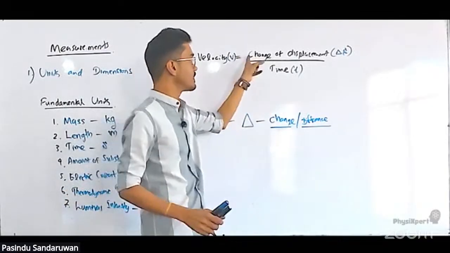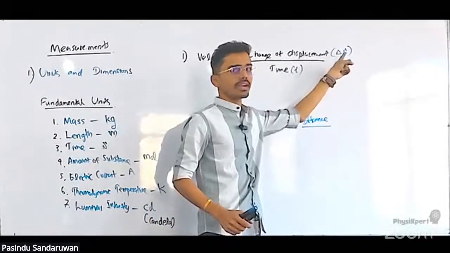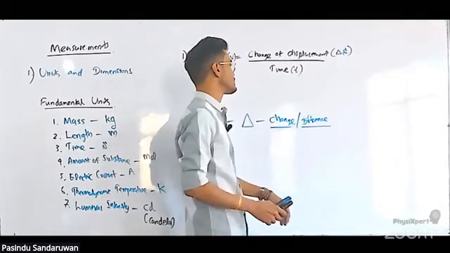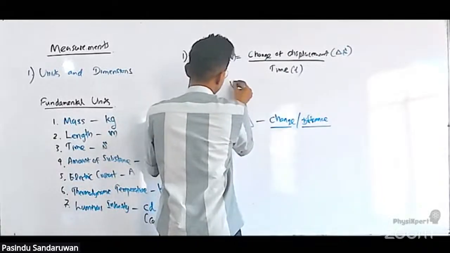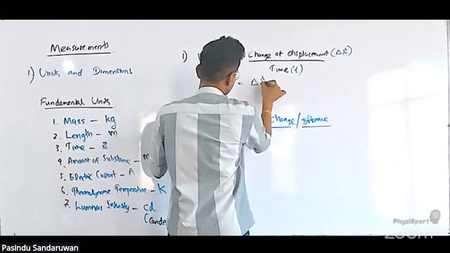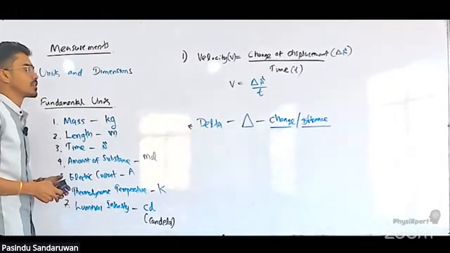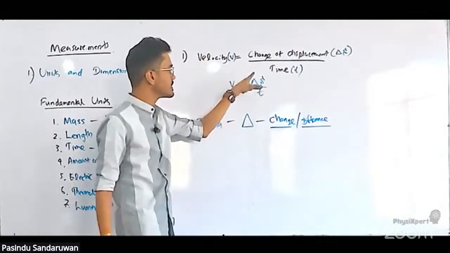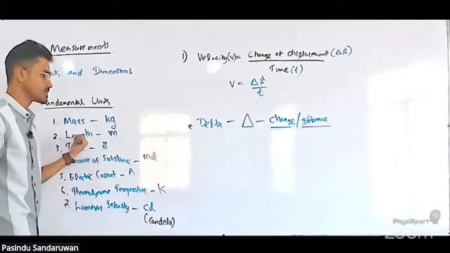Now if I need to say change of displacement, that is delta S. Delta S, change of displacement. Change of displacement over time. As an equation, we can write this as V equals delta S over T. Now we are going to check the derived units. Now the derived physical quantity can be seen. Change of displacement. Displacement is a length.